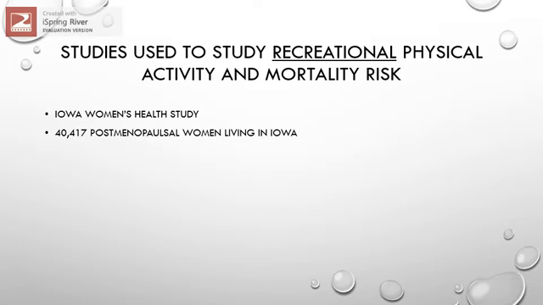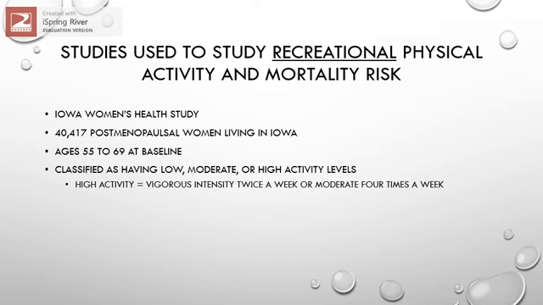So both of the studies we've just talked about looked at men, so there was a lack of information about women. So the Iowa Women's Health Study was done, and they looked at 40,000 plus postmenopausal women, so a little bit older. Postmenopausal women tend to be in their 50s or above. Not all, but most. They were women living in Iowa. They were ages 55 to 69 at baseline.